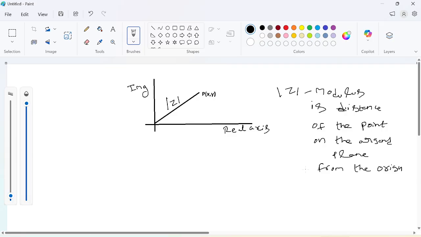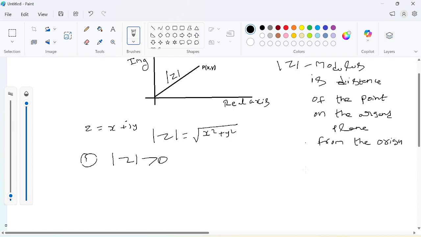So last session we said that if z equals x plus iy, then mod z is equal to the square root of x square plus y square. One important point is that mod z is always greater than or equal to 0.